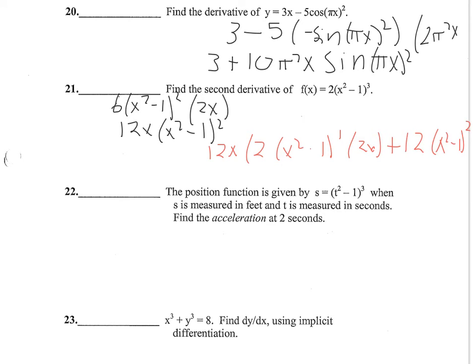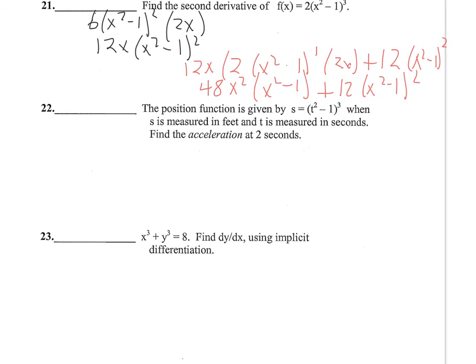Okay, all this multiplies here. I'm not really going to worry about it all. 2x times 2 is 4x, times that is 48x squared times (x squared minus 1), plus 12 times (x squared minus 1) squared. I'm not going to worry about that so much. I'm probably just going to leave it like that for now. I'm running out of space, but you could multiply more stuff out, but it doesn't really matter.